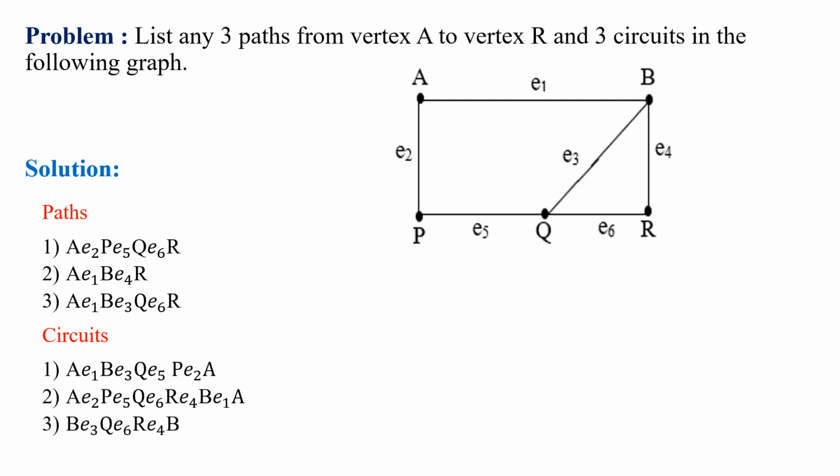Third circuit, B, E3, Q, E6, R, E4, B. This is a triangle. This is also a closed path, so it is a circuit. Here we see the end vertices are the same, and the intermediate vertices Q and R are distinct.